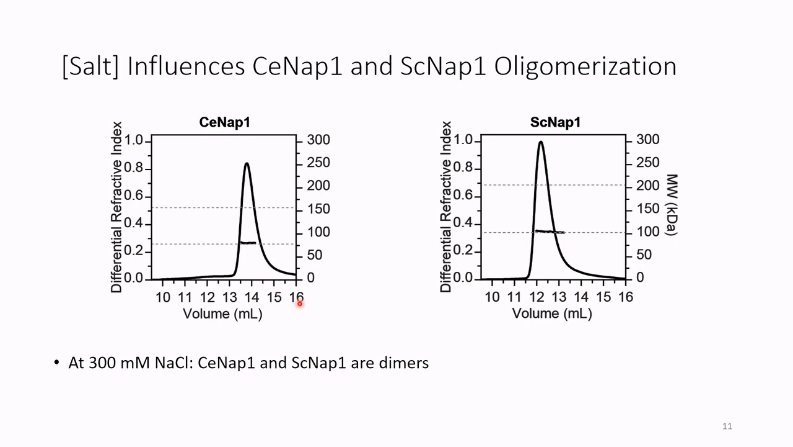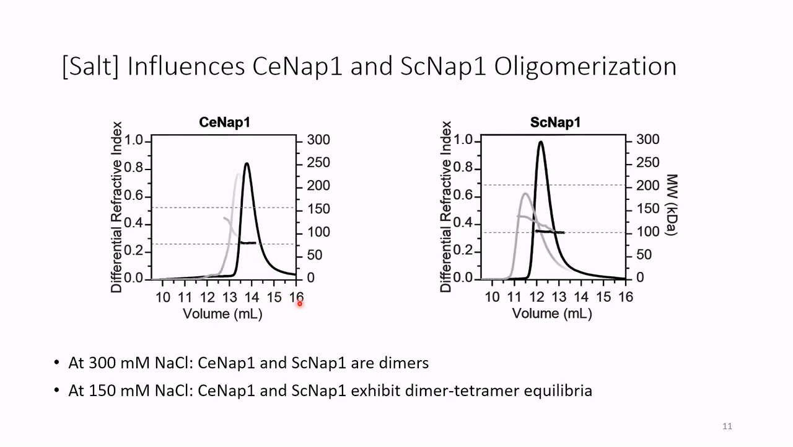However, when we do the same experiment at 150 millimolar NaCl, we see that worm Nap1 as well as yeast Nap1 exhibit a shift in the peak, which indicates larger species being formed. And under the peak, we see the gray trace of molecular weight not sitting on dimer, but instead hovering between dimer and tetramer, indicating that the population of Nap1, either worm or yeast, is not fully dimer and not fully tetramer, but somewhere in between.